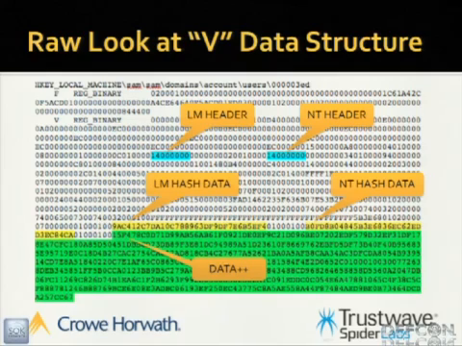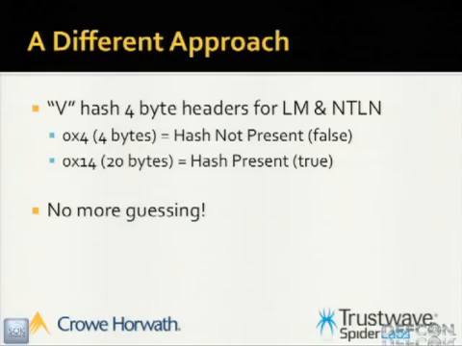So one of the things that we found, we did a little bit of research. I think this is a forensics blog we found this on. Far cry from any kind of pen testing blog, but these guys had basically said, well, hey, there's some data in the V key that allows you to determine whether or not these hashes are present or not. So there's the headers there, shown in blue up there. And I know you can't see the value, but really there's only two values that you can expect in those fields. You can get a 4 or you can get a 14. And what that means is if we have a 4, the hash isn't present. If we get a 14, the hash is present.